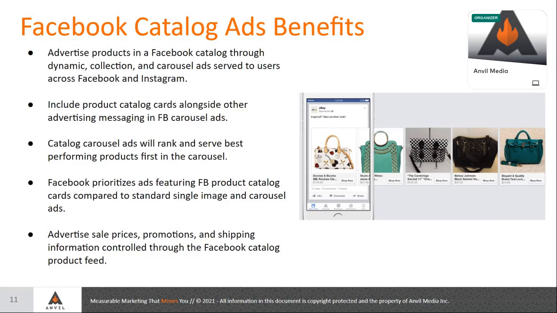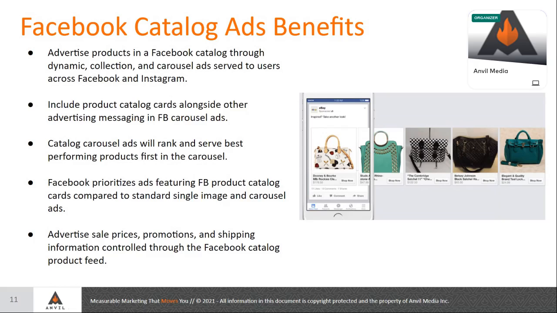Facebook catalog ads will rank and serve best performing products first in the carousel. This is an optional feature you can enable on Facebook, where the order in which ads appear in a carousel ad can be optimized based off of how popular that product is, and product availability as well. So if a product is out of stock in the Facebook catalog, it can be automatically disapproved from running in carousel ads, so you're not going to be advertising products that you don't currently have in stock.